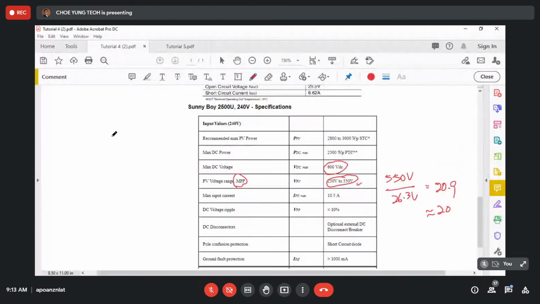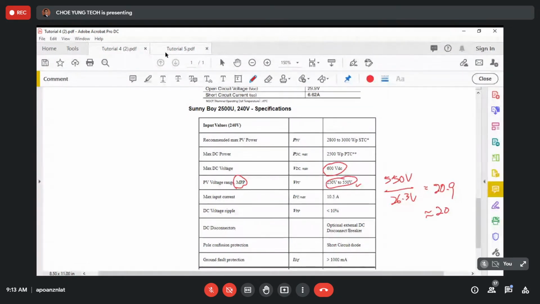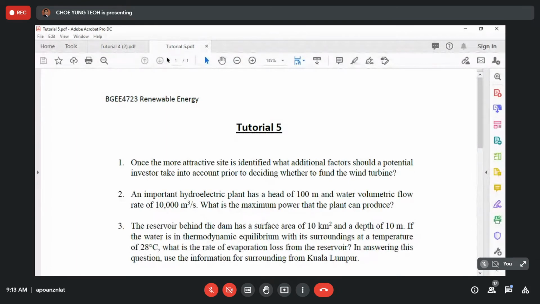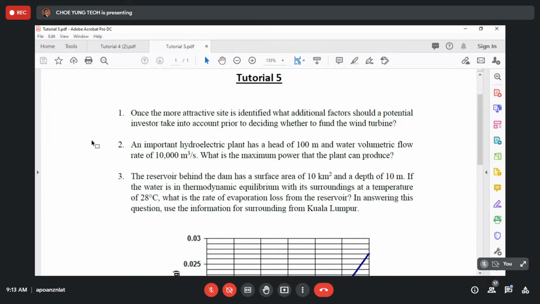Can follow? If no issue, then we can move to tutorial 5. Next week is, I think, a public holiday. So we have a last tutorial class on week 14, which has 2 hours of tutorial class. Okay, let's continue with this tutorial 5.